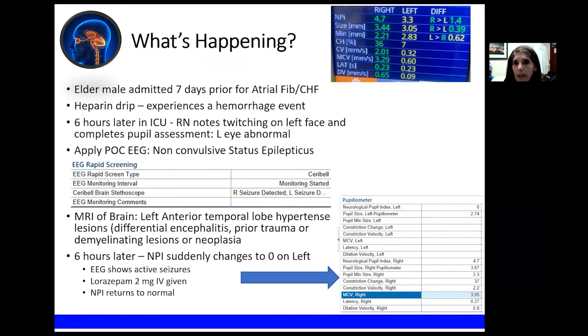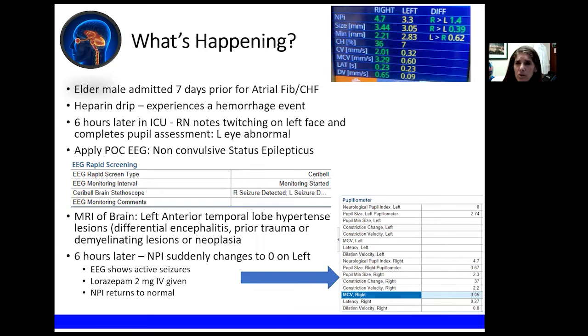Just last week, we had a patient, I was rounding with our neurointensivist. We had a patient in our other intensive care unit that had come in 7 days before to our cardiac telemetry unit. He had congestive heart failure. He was on a heparin drip. And during the night, about 6 hours prior, he suffered a hemorrhage event. So he's bleeding. He got transferred to the ICU.